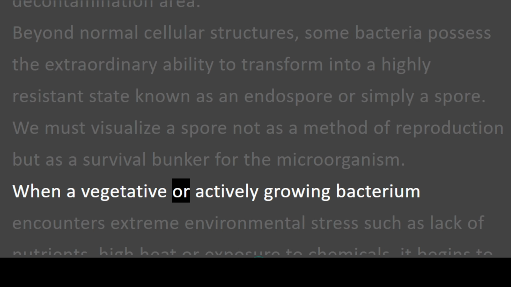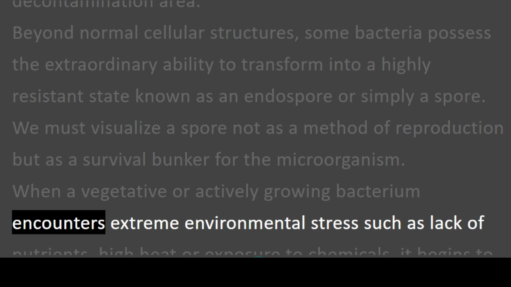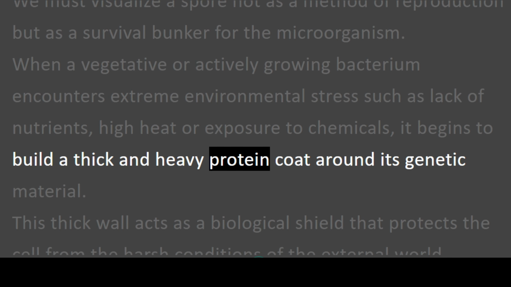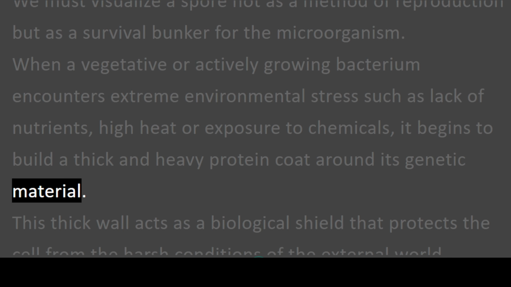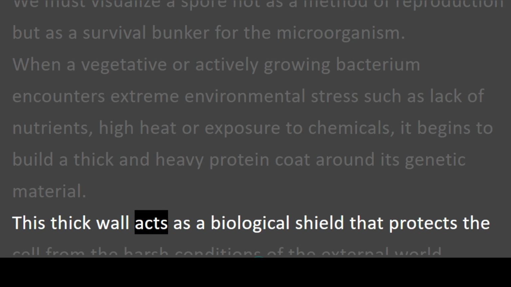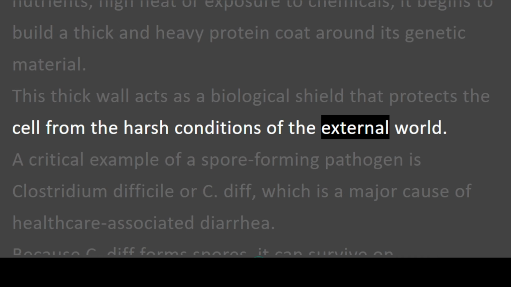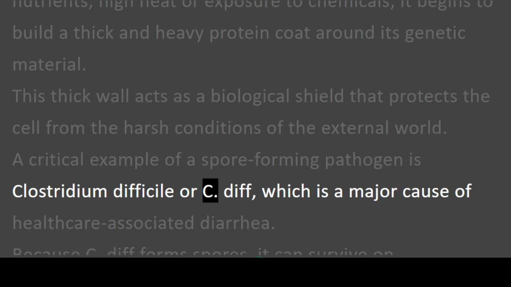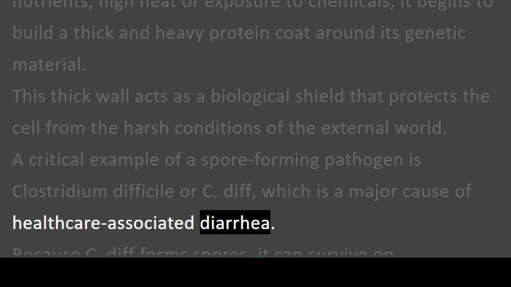When a vegetative or actively growing bacterium encounters extreme environmental stress such as lack of nutrients, high heat, or exposure to chemicals, it begins to build a thick and heavy protein coat around its genetic material. This thick wall acts as a biological shield that protects the cell from the harsh conditions of the external world. A critical example of a spore-forming pathogen is Clostridium difficile or C. diff, which is a major cause of healthcare-associated diarrhea.